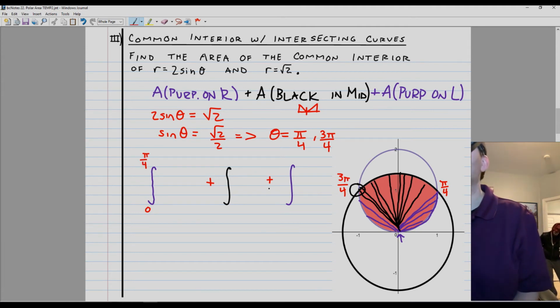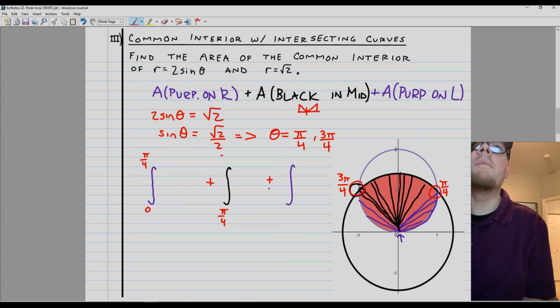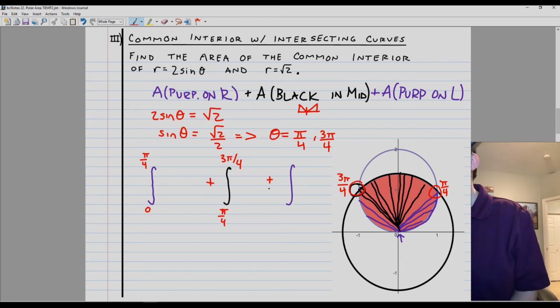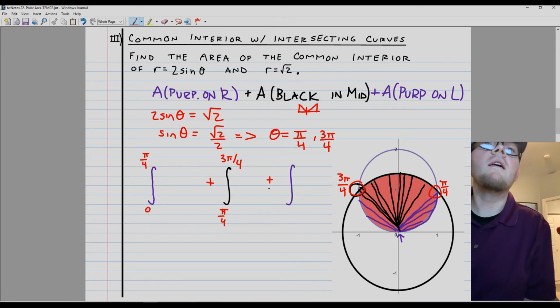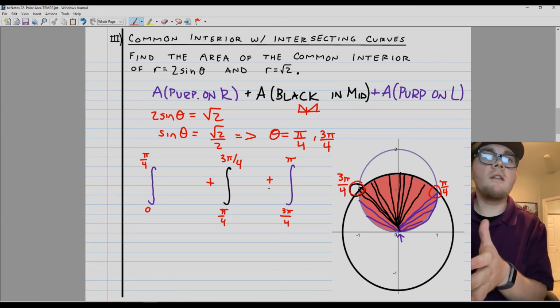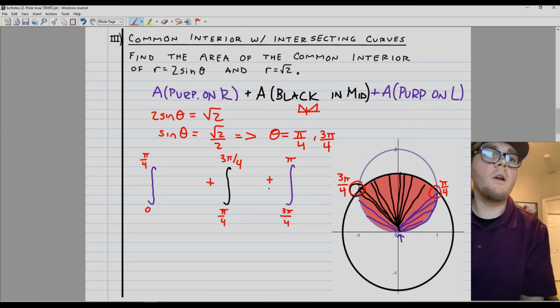For the middle region, we're running from pi over 4, it looks like, all the way over to 3 pi over 4. So I'm going to put pi over 4 up to 3 pi over 4. And then finally for the last one, this is where it gets a little bit tough, but thinking about the angles we have, it looks like we're coming right back to pi. So I think this region runs from 3 pi over 4 to pi. Before I get too crazy though, I'm going to check this on Desmos. Let's see if this is actually working.